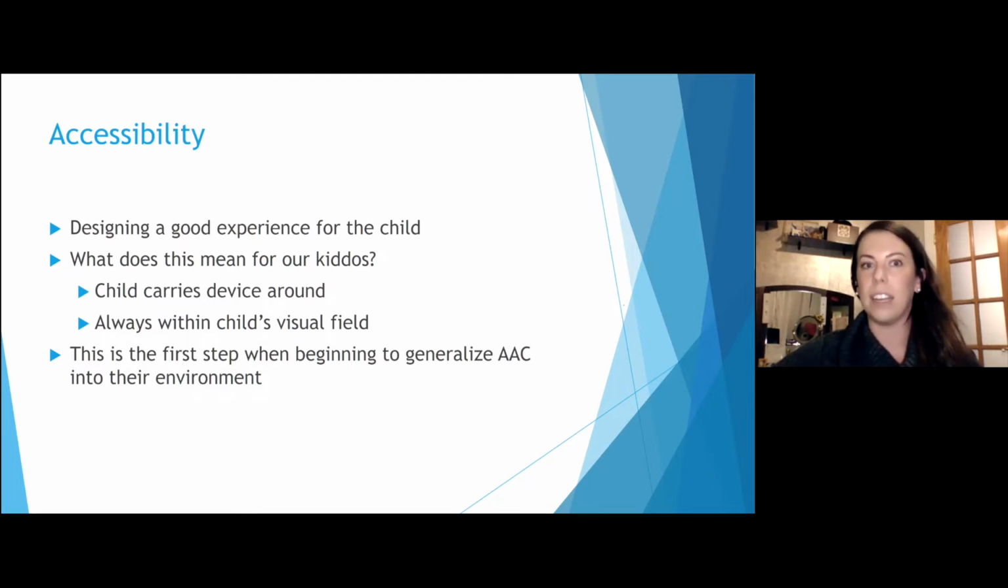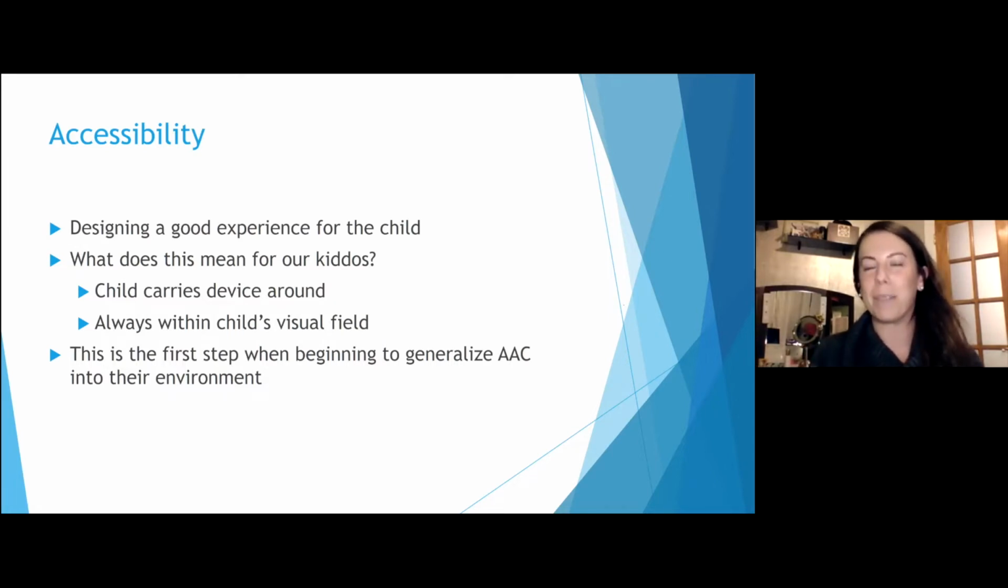You want to design a good experience for the child, and make sure that the child or the AAC user understands that this is an extension of them. This is their communication system. Yes, I might be able to sign and mom understands what I mean, or verbalize and mom understands, but now a caregiver is here and I'm doing the same thing and they don't understand. So I'm going to find my device and effectively communicate with them and get my needs met. They need to have that accountability with the device. You want to make sure the communication system is always within the child's visual field. Like I said, this is usually the first step.